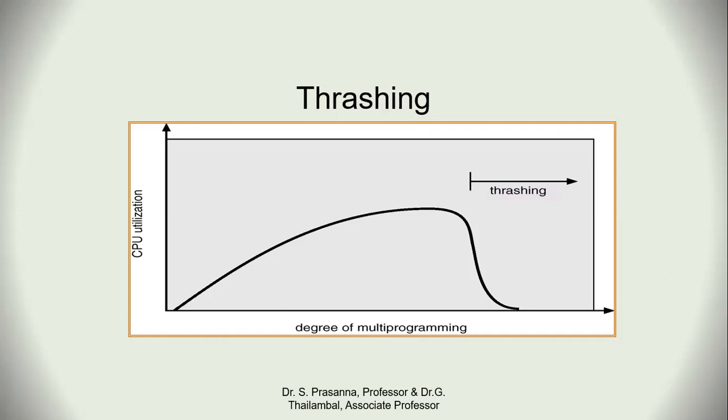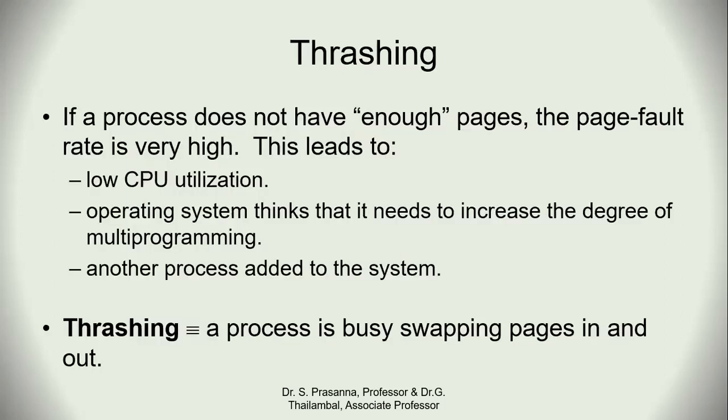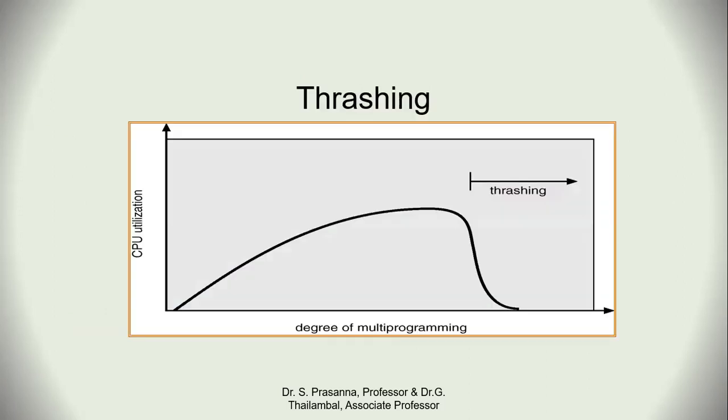The time when the CPU is not used effectively is called thrashing time. More pages need to be swapped in and swapped out, which means the physical memory is not enough to hold that many pages. That is shown in this diagram. The time when the degree of multi-programming is decreased, thrashing happens.